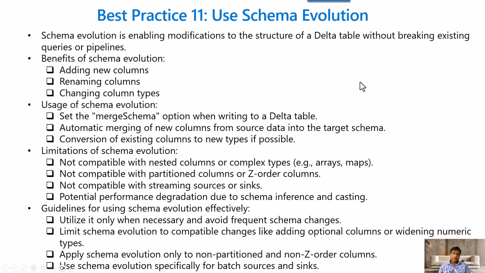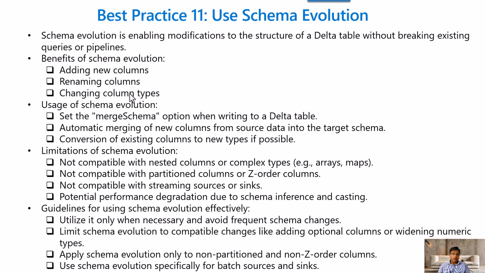Best practice number 11, use schema evolution. So what is schema evolution? Schema evolution means that you enable schema modification so that you can change the structure of the Delta table without breaking the existing queries which are already running, or the existing pipeline which is ingesting the data.